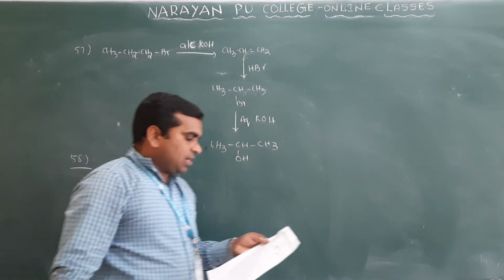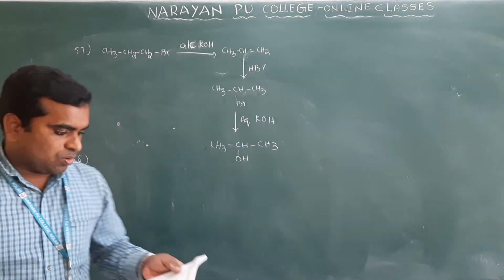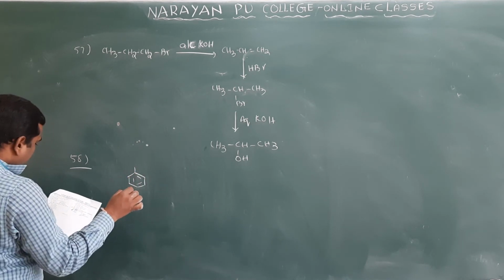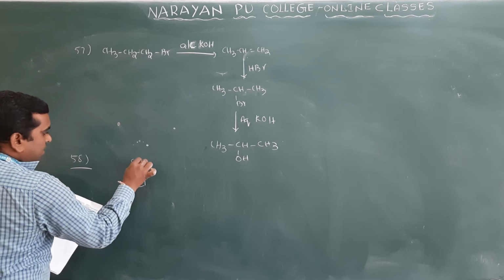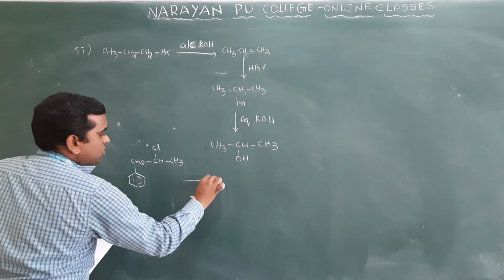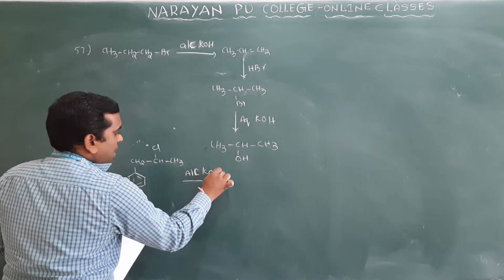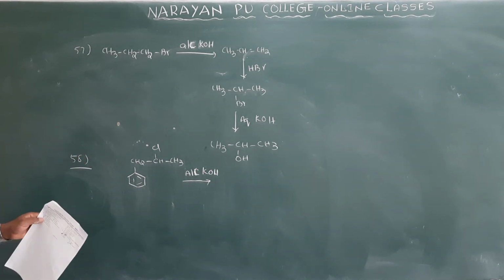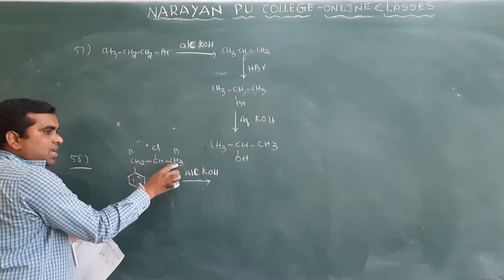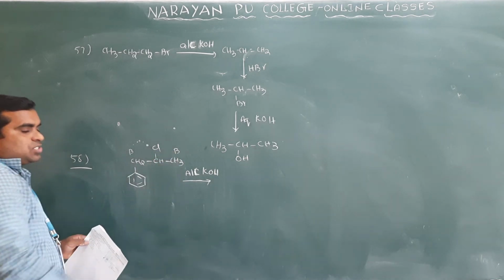58. 1-phenyl-2-chloropropane on heating with alcoholic KOH, the main product is what? This is 1-phenyl, clear? 2-chloropropane: CH2, CHCl and CH3. So what is alcoholic KOH? You know alcoholic KOH means which reaction? Elimination. Now we have two beta hydrogens. Here one beta hydrogen is there, and here also a beta hydrogen is there. So which hydrogen should be removed?